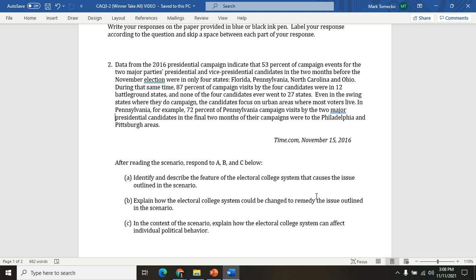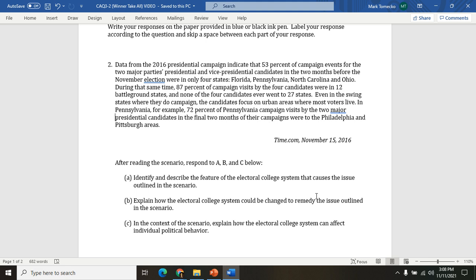Now it adds, even in the swing states where they do campaign, the candidates focus on urban areas where most voters live. In Pennsylvania, for example, 72% of the visits were in the Philadelphia and Pittsburgh areas, the 2 big cities. Now, I would say that last part is unnecessary, talking about the urban areas. It may reinforce what's being said, but I can see that also as being a distraction.